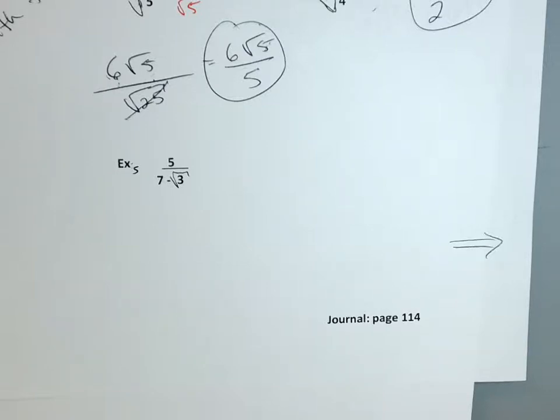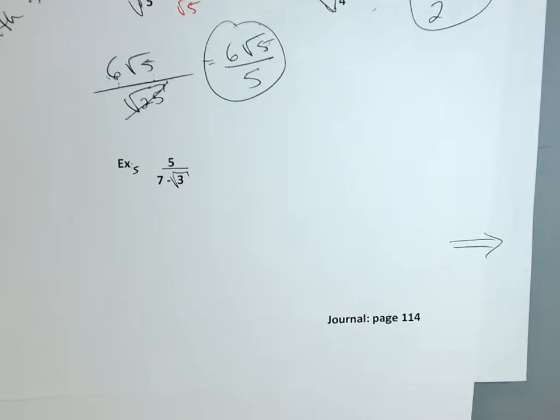I get 5 square roots of 3, and on the bottom, I'm going to get 7 square roots of 3 minus the square root of 9, right? Just don't write this down, just watch. I just went this times this times this, right? Then I'm going to get 5 square roots of 3 on the top, and on the bottom I get 7 square roots of 3 minus 3. I still have a square root on the bottom.